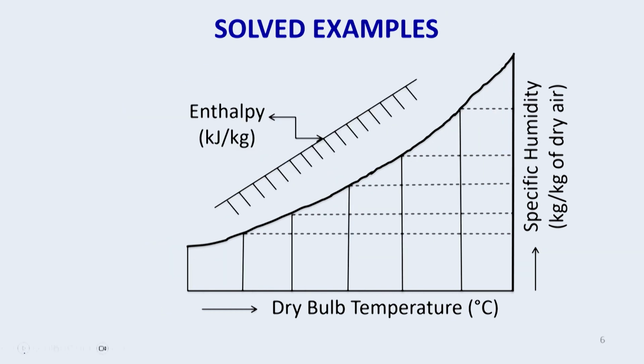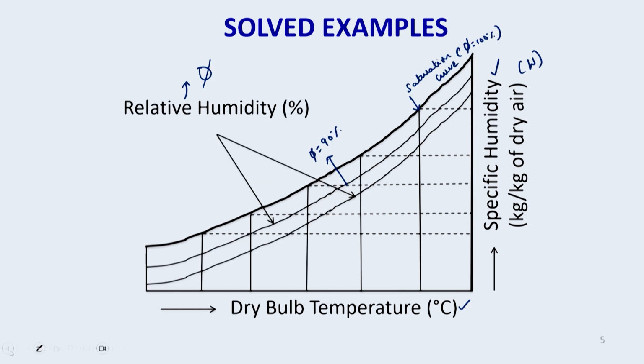In the next chart I have given it. This is the dry bulb temperature, this is the specific humidity. There is one scale outside the saturation curve, called the enthalpy scale. This is the enthalpy scale on a psychrometric chart. Suppose this is the intersection point, we have to draw a line parallel to the wet bulb temperature line. So let me go to the graph.